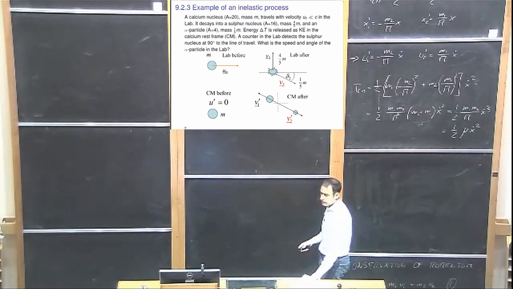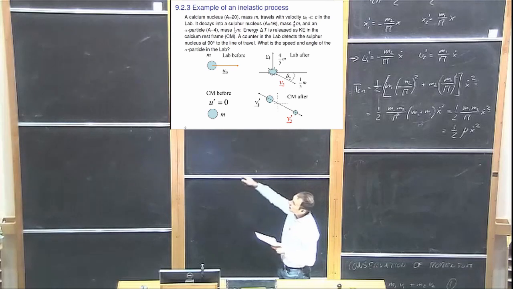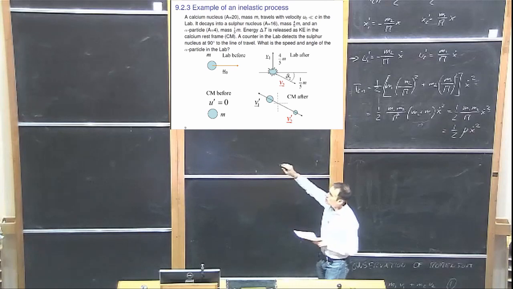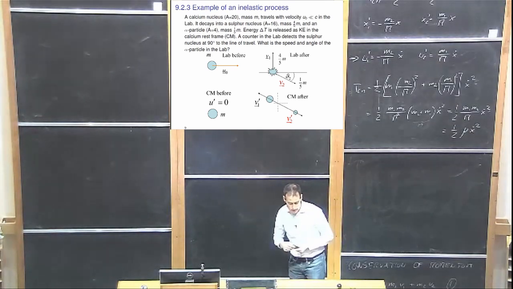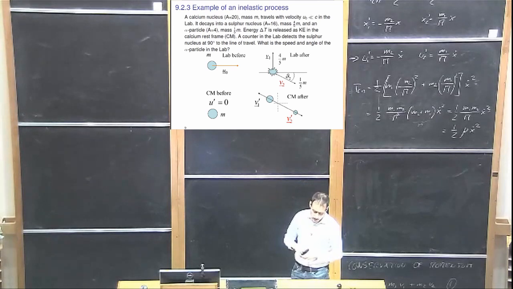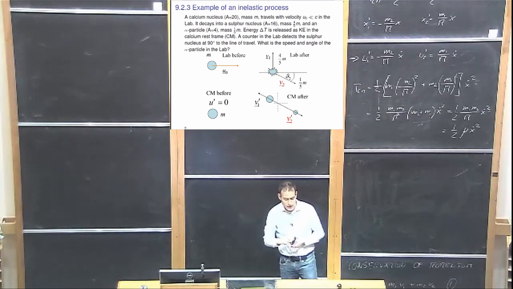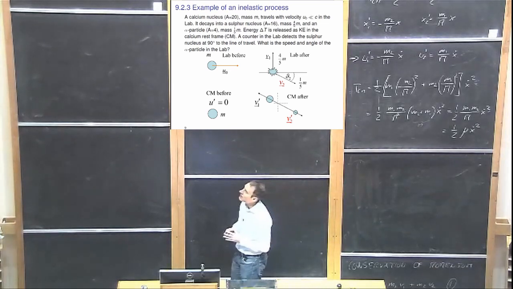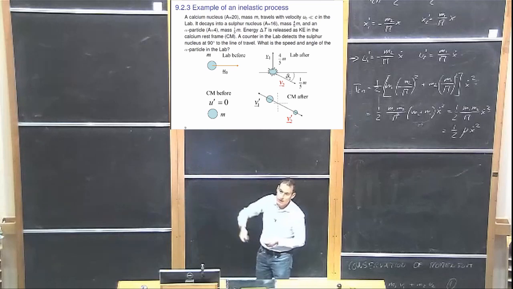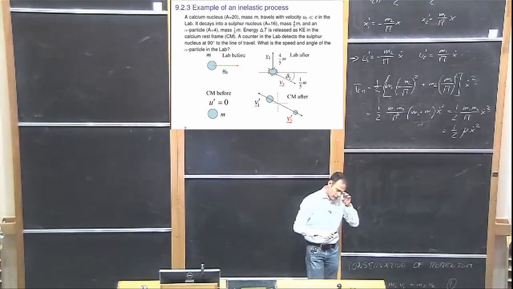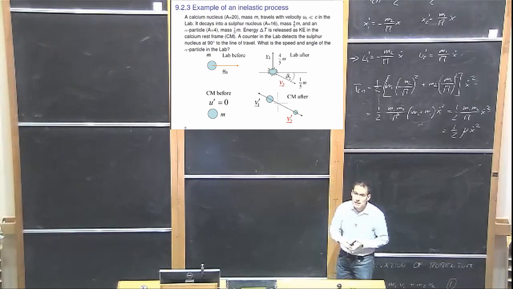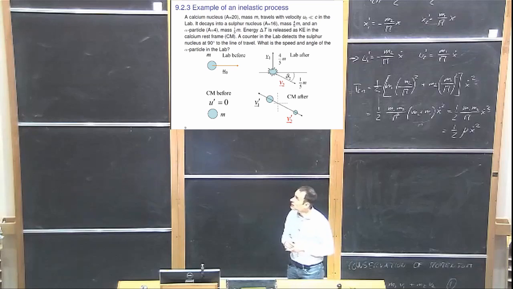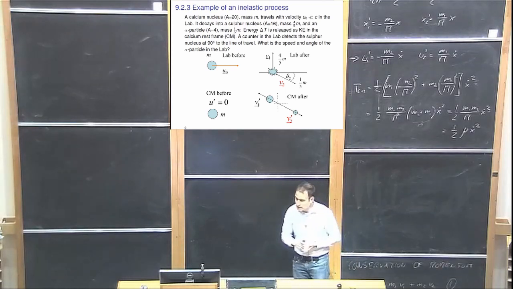So we have an example of an inelastic process that has something slightly reversed. A calcium nucleus, mass m, travels with velocity u naught much smaller than c. I think by now everyone hopefully sees that as a particular thing to pay attention to. This means we can deal with it non-relativistically. You might come across some examples later during your course where this is not the case anymore. Here it's the easiest one.